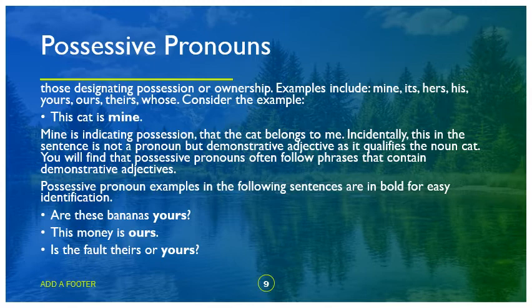Those designating possession or ownership. So, possessive pronouns are those designating possession or ownership. सिंपल सी बात है, कोई चीज़ आपकी मिल्कियत को जाहिर करे और वो pronouns जो कि किसी चीज़ की ownership जाहिर करें possessive pronouns होते हैं. For example, examples include mine, its, hers, his, yours, ours, theirs, whose.